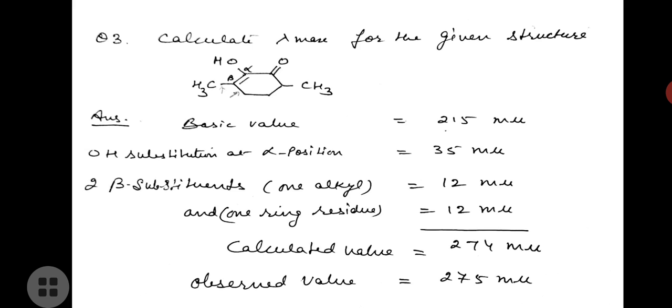Now next comes the beta position. There are two substituents. One is the alkyl group and one is a ring residue at the beta position. So now the value is plus 12 for the alkyl substituent, and for one ring residue also it is 12 millimicron. So just add them. So the calculated value is 274 millimicron and the observed value is 275 millimicron. I have shown the alkyl substituent and ring residue by arrows, so you can clearly understand.